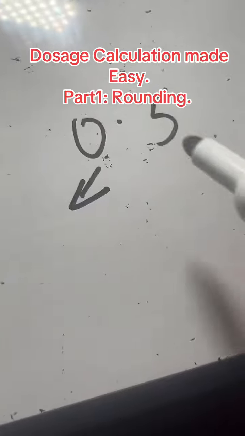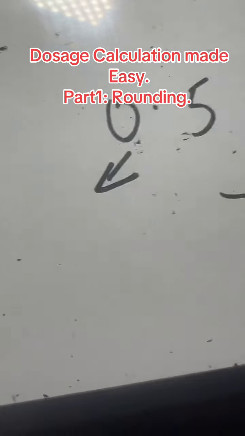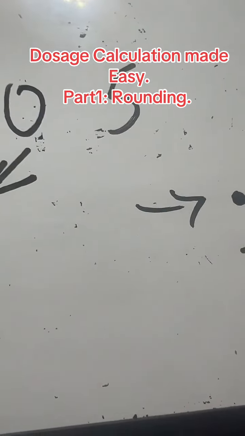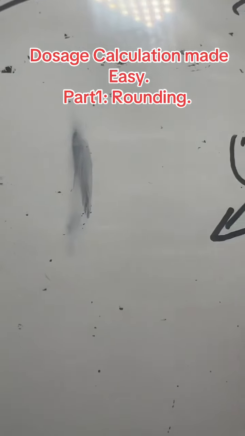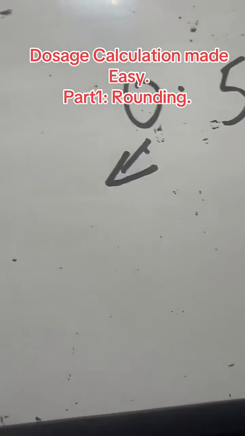Imagine that we didn't have this leading 0. This could have been like .5, okay? And somebody can come and read this as 5. So always include your leading zeros and take away your trailing zeros.